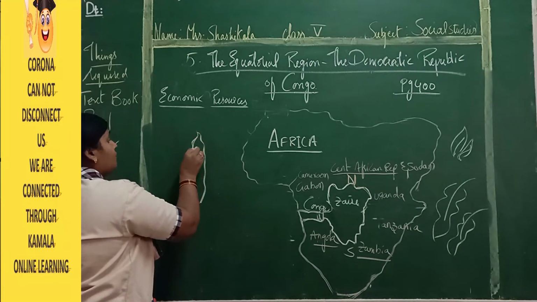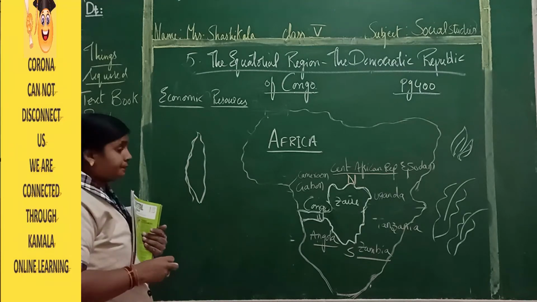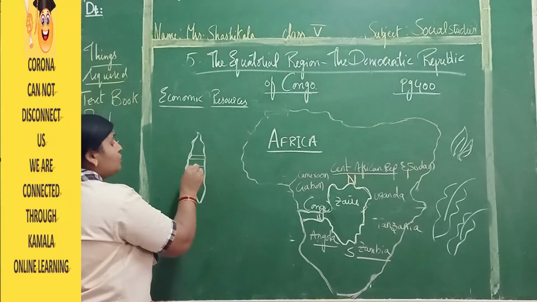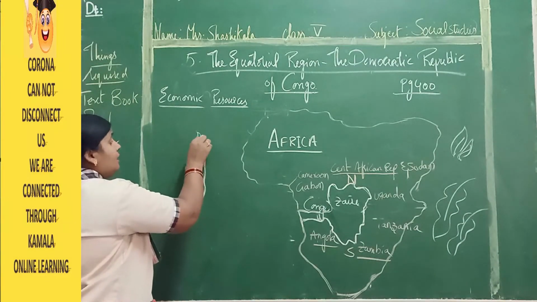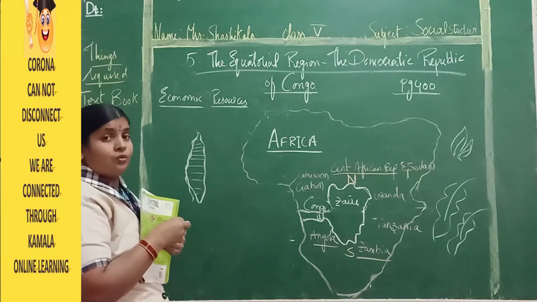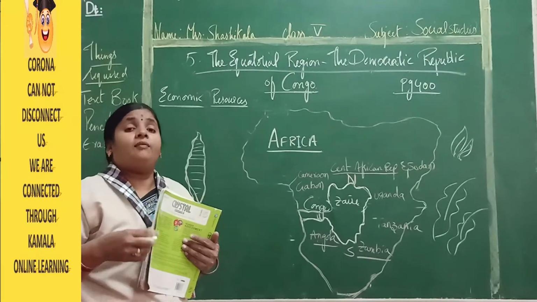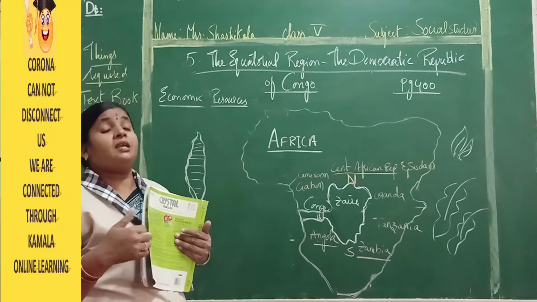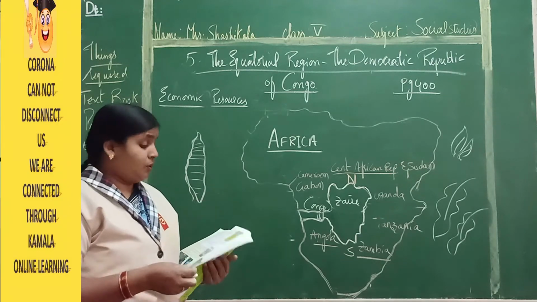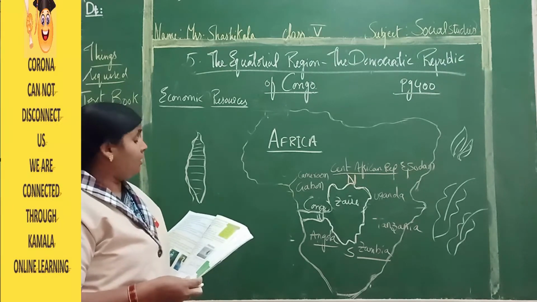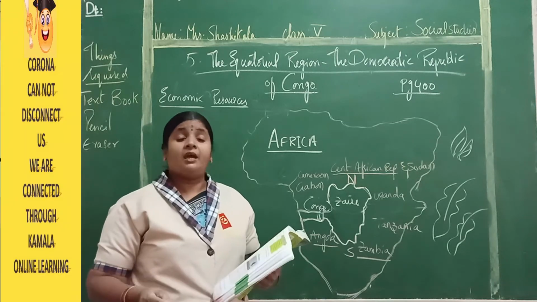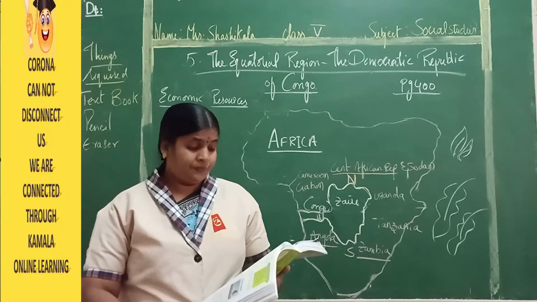First, what they will do, they will remove the brown colored part. Then they will cut it into small pieces. They will keep it under the sun to get dry. After that, they will mix it. After that, they will make it into a powder. Why? Because they will be telling that this is a very tasty and very healthy food.